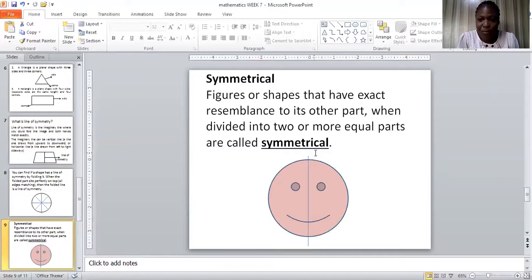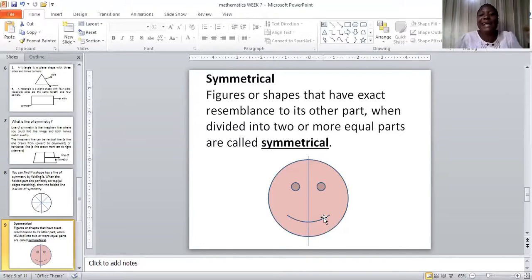This face, when you bisect this face, you are dividing it into 2 equal parts. You have one eye to one side, you have the other eye to the other side. Can you see that the 2 parts are resembling each other? You have mouth here, and by the time you divide it into 2, you have mouth on the other side.